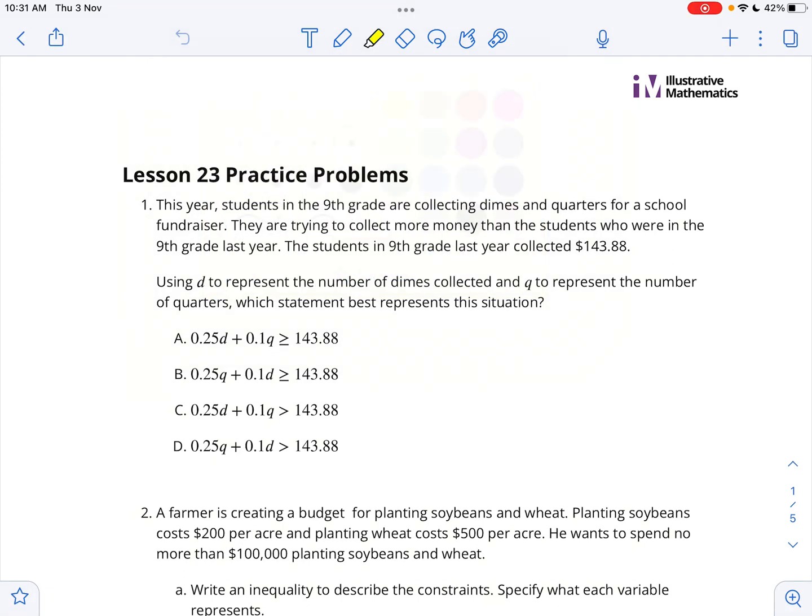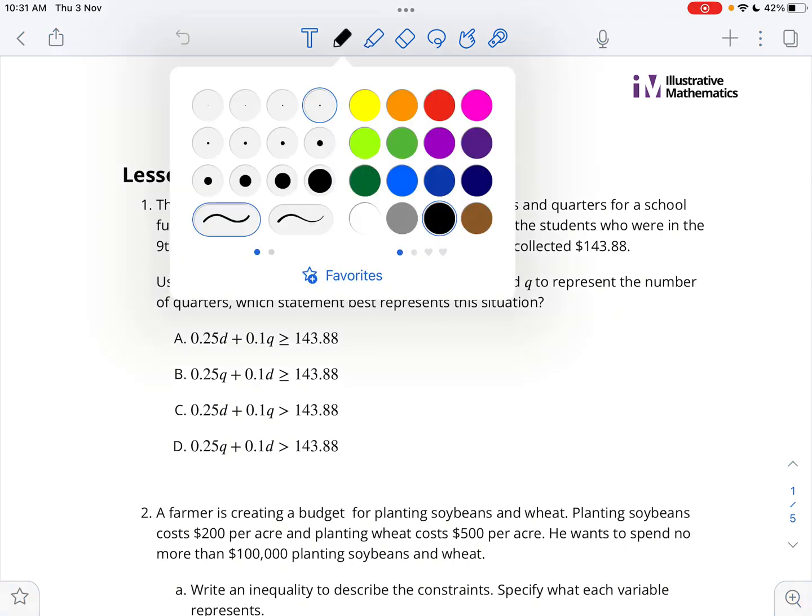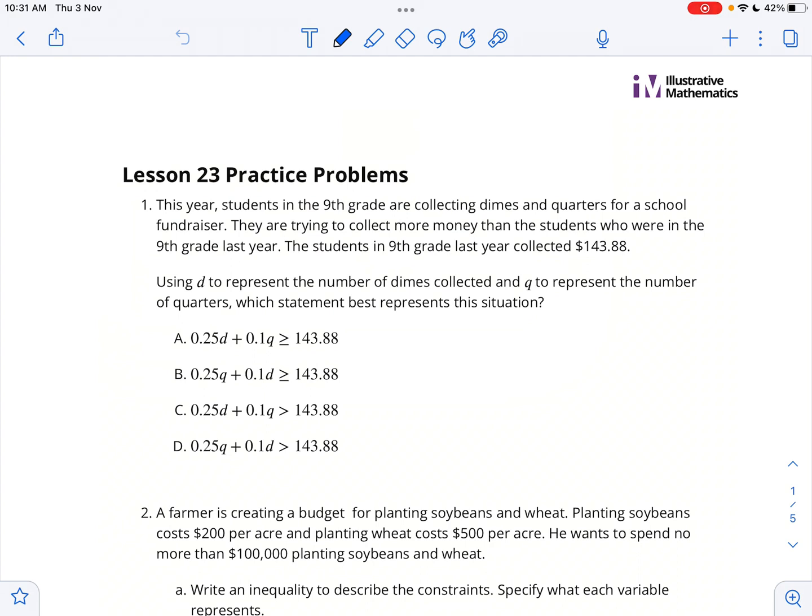So a little bit of key information here is that they're trying to collect more than. So that tells us that this is going to be an inequality. So how am I going to write that equation? Let's go ahead and change the colors here. Dimes are, if you aren't sure, worth 10 cents, so we'll represent that with 0.10. Quarters are 0.25. And so all of the inequalities start with 0.25q plus 0.1d. So you just have to figure out which of those inequalities you want to do.